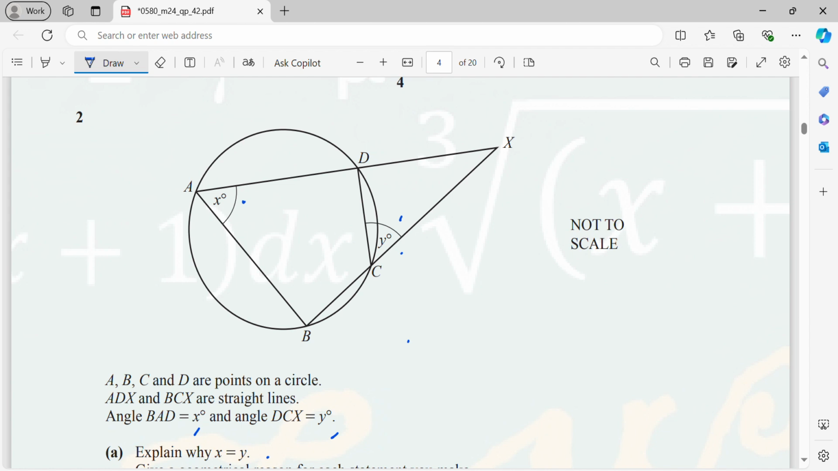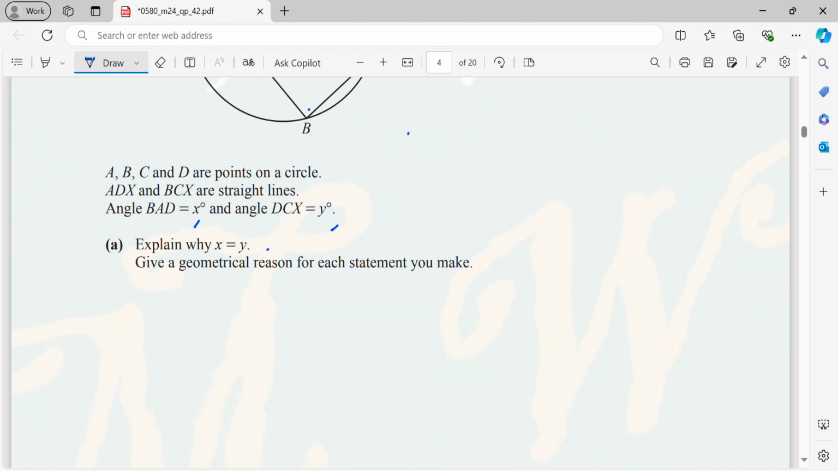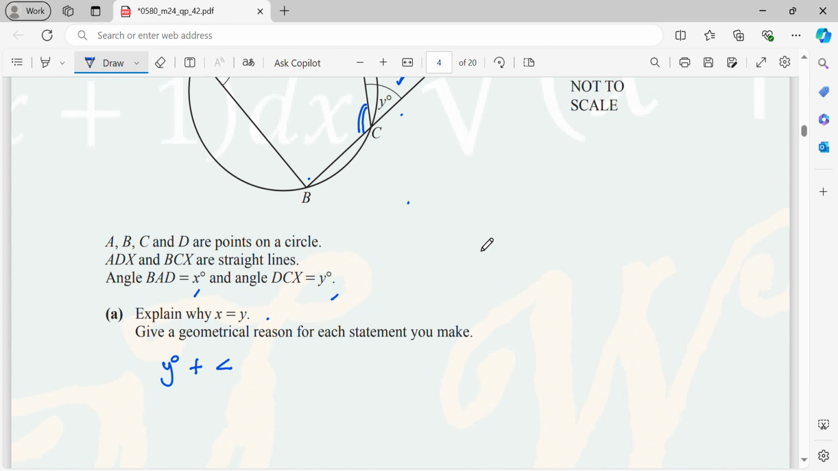Right, so from here I will say that y degrees plus angle BCD will be 180 degrees because it is angles in a straight line. So I will write y degrees plus angle BCD equals 180 degrees because of angles on a straight line.